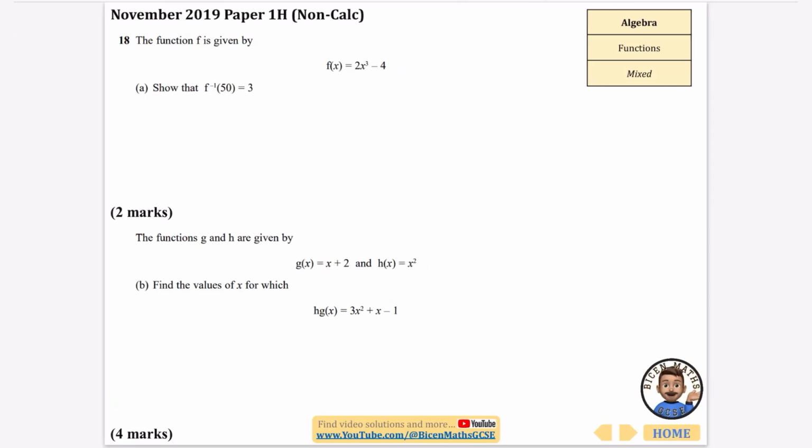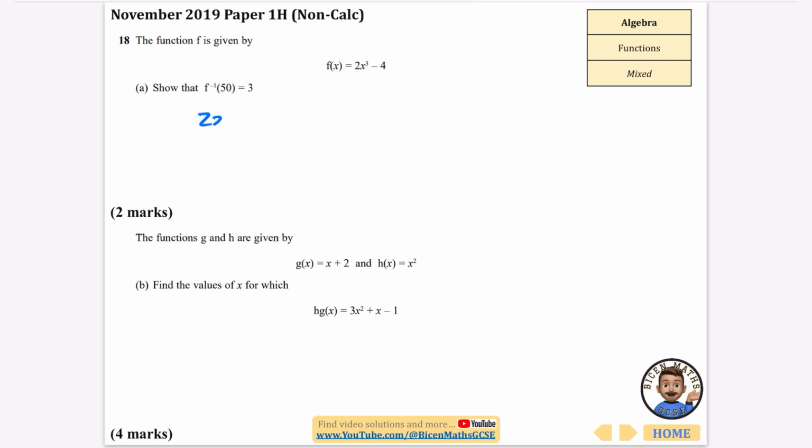So here we've got a function. It says f of x is 2x cubed minus 4. Show that the f inverse of 50 is equal to 3. Well, we've done this loads before. This thing on the left-hand side just means solve this equation being equal to 50, okay? Normally, if it was f of 50, you just put 50 where x is. If it's f inverse, you solve it being equal to 50.